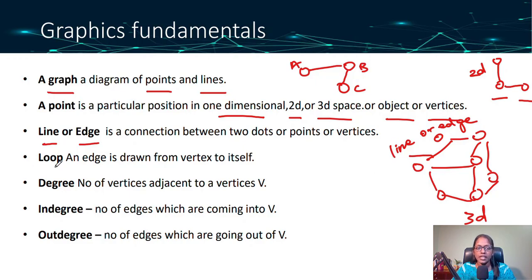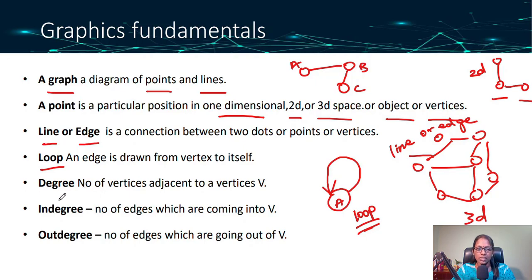The next one is a loop. What is a loop? In a loop, an edge is drawn from a vertex to itself. So this is a vertex A, and the edge is connected to itself. This one is called a loop. An edge drawn from a vertex to itself is called a loop.